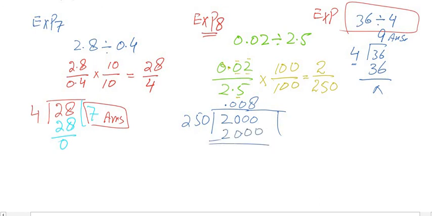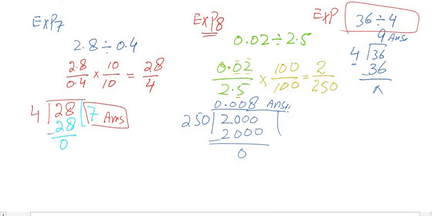So now they are cancelled, as we cancelled 28 and 28 earlier. So it becomes 0. So what is the answer? The answer is 0.008. So this is your answer.